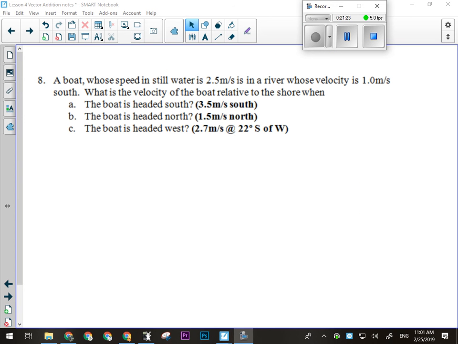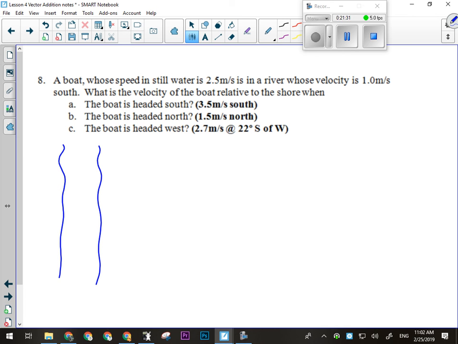Okay, so for number 8, we got 3 different situations. The river is always going south, so essentially I would draw the river like this. In the first situation, I've got the current going south at 1 meter per second, and then I've got the boat rowing south at 2.5 meters per second. It's collinear. If you row downstream, you go really fast, because the current pushes you, plus you have your rowing speed. So obviously, our resultant there is 1 plus 2.5, because they're both south.